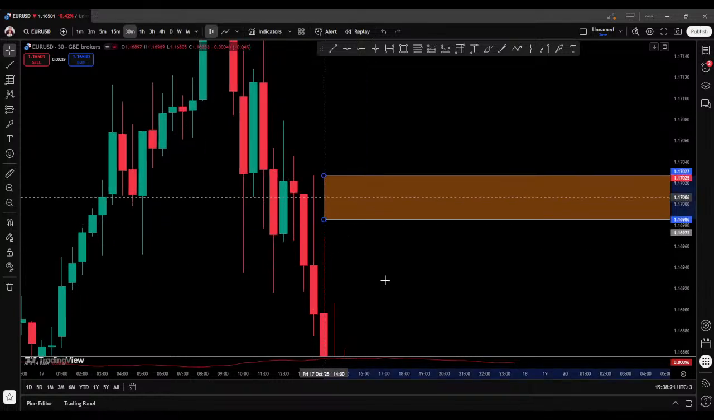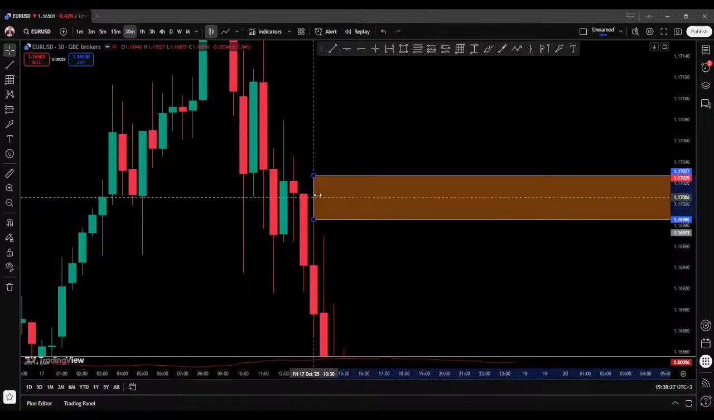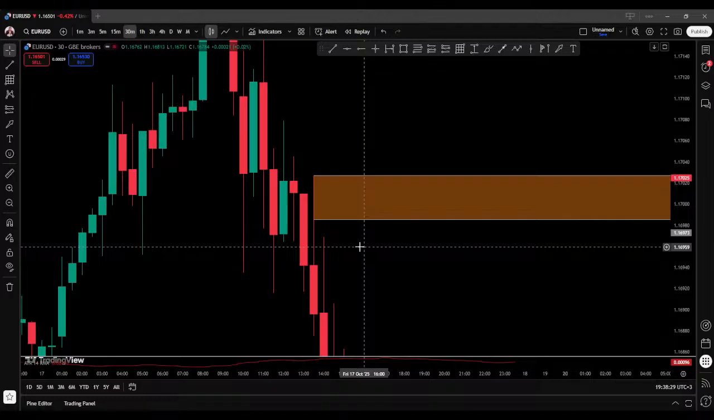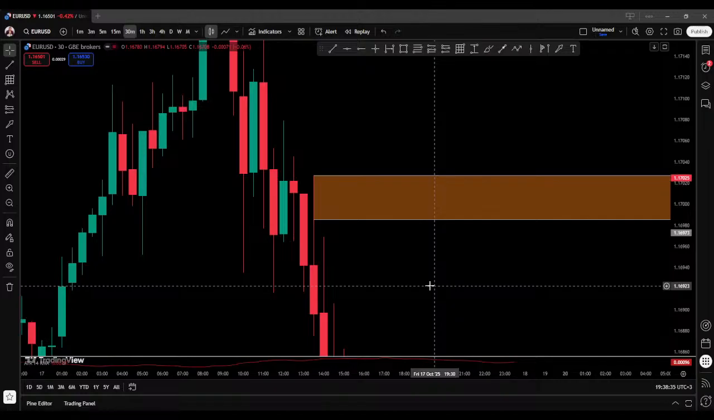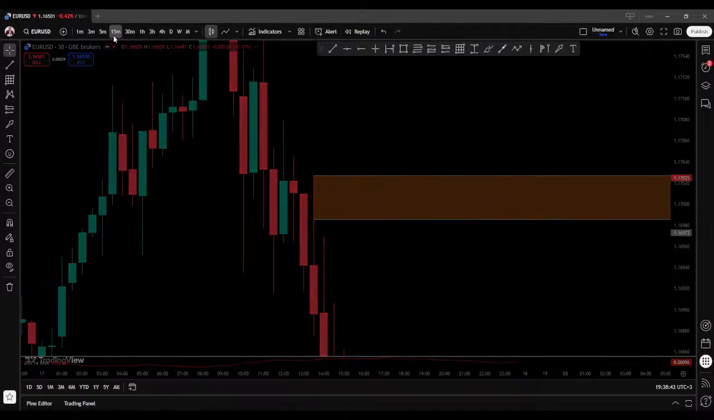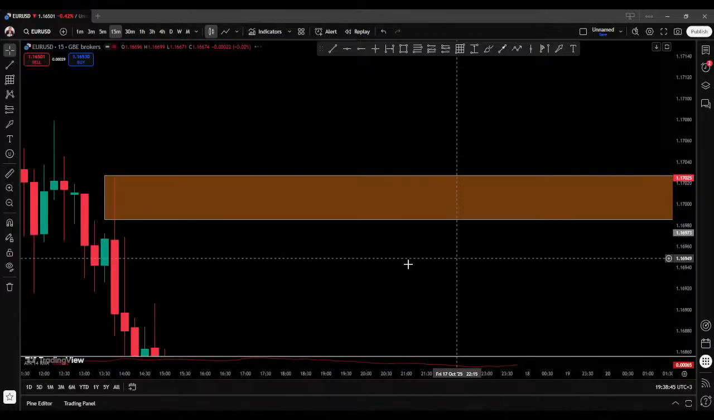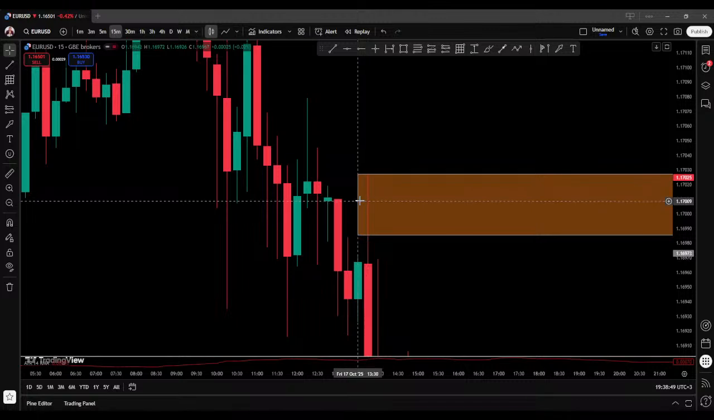Okay, you are able to see that wick, this one, we've refined it to this wick. So we need to go to the lower time frame and look at what is happening here, because for every trade you take, you must have a reason. So we go to the 15 minutes time frame. What do you see here?